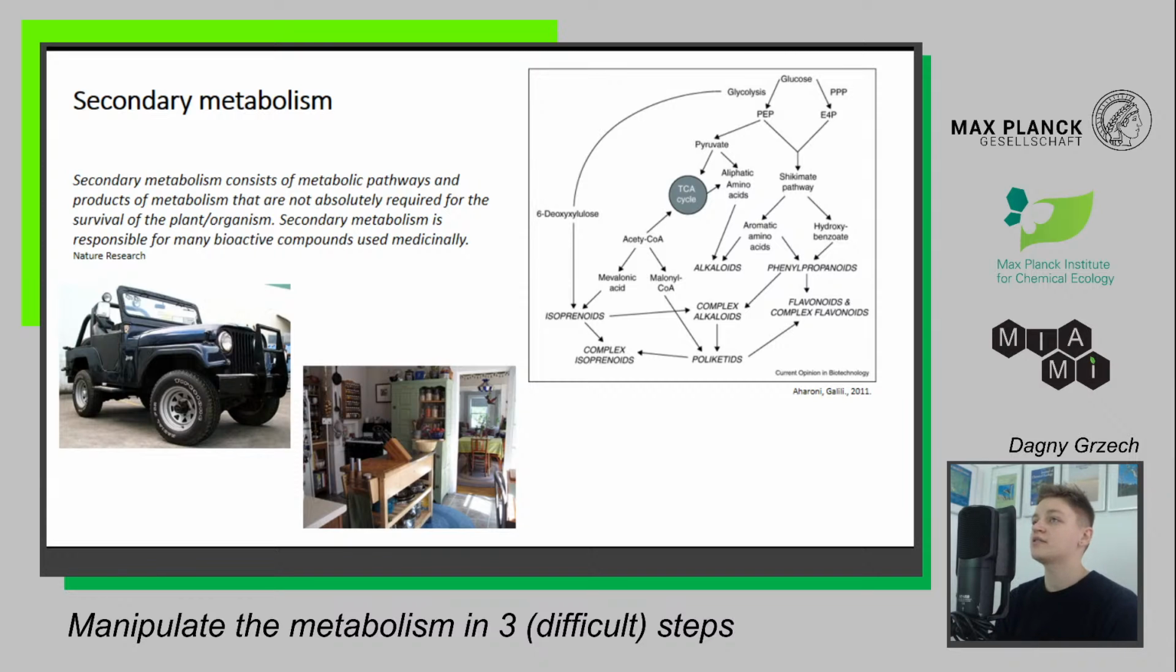And curiously, secondary metabolism is responsible for many bioactive compounds that are used medicinally. And so these two photos that you see on this slide, this is a continuation from my primary metabolism slide. So as I said, primary metabolism, I like to think of it as a gas station and a pile of bricks. Well, for me, secondary metabolism is like a nice car.